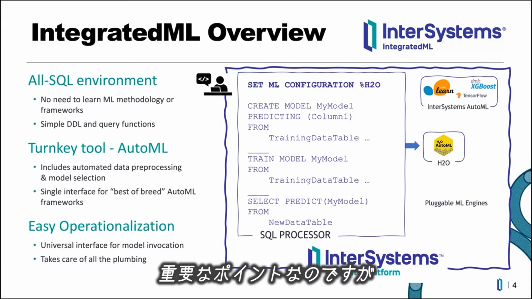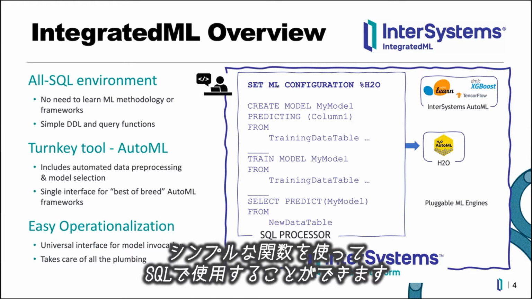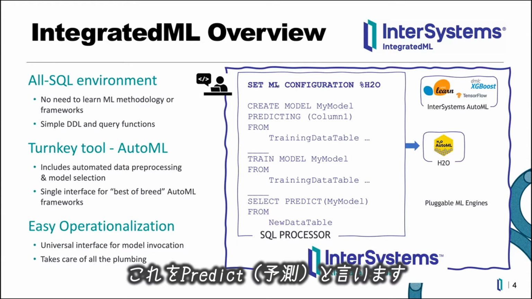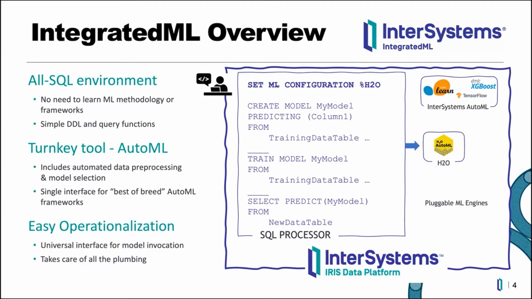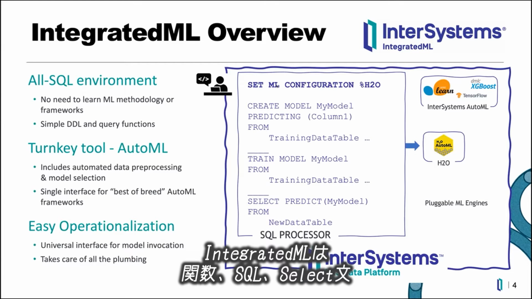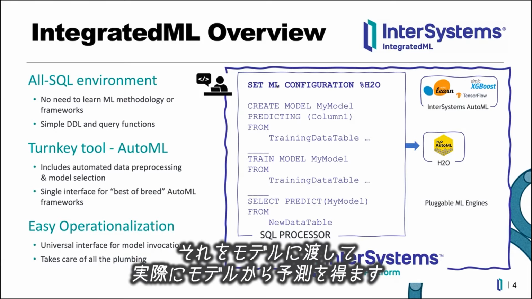And just to underline, those models are then just exposed through SQL. After you train it, it's ready to use in SQL with a simple function called PREDICT. So you do a SELECT with a bunch of data and put a PREDICT function call in there, and integrated ML knows how to take all the inputs from the SELECT statement, from the result set that you get, and pass them to the model and actually get a prediction out of the model.